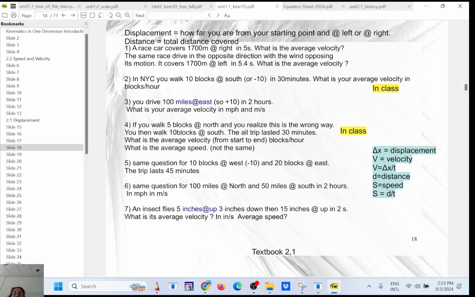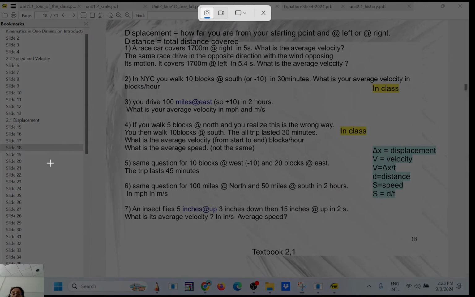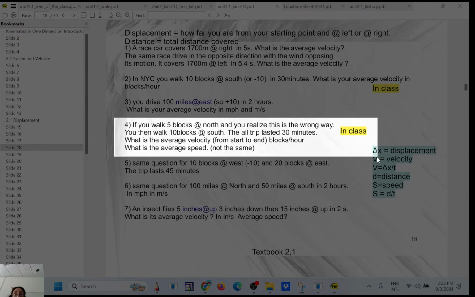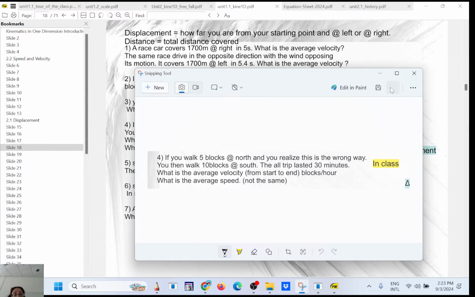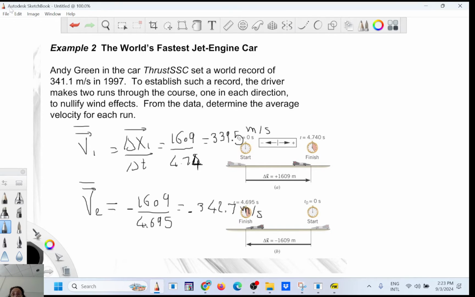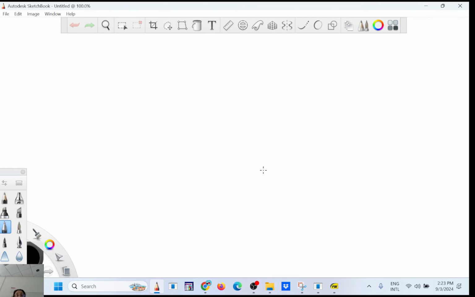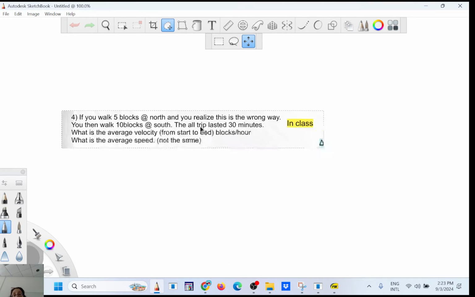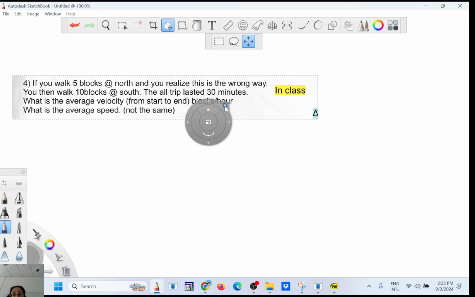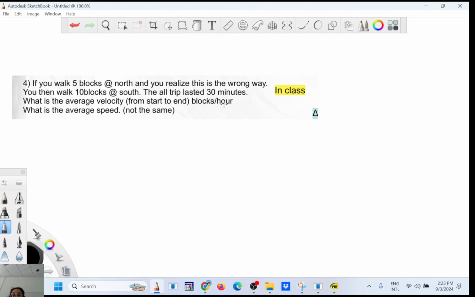Okay, let's try number 4. So for this problem, you have a tutorial in the Dropbox, okay? All the problems in my slides have tutorials. But you can help each other and try to do this one. You have to be careful with the units, right? You want to make sure that you get the right units. So you want the unit in blocks per hour.